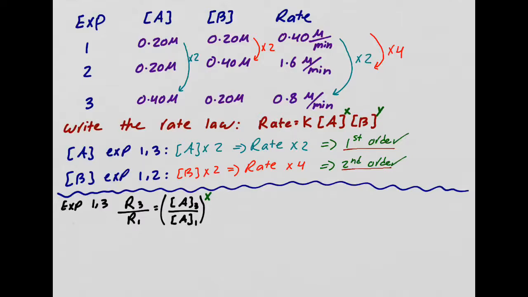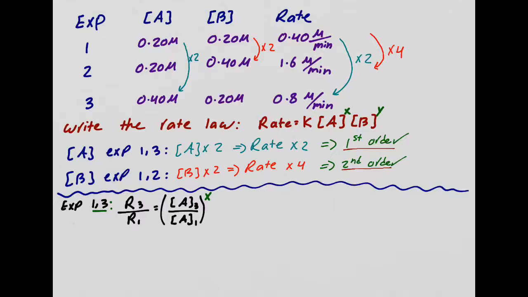We said that for experiment 1 and 3, it was A that was changing, right? So I'm gonna do a ratio. Do experiment 3 over experiment 1. The rate over rate 1 and the concentration of A for experiment 3 over the concentration of A for experiment 1. And I don't know what X is. Okay? Now, if you look over here, again, we're doing 1 and 3. So 3 is 0.8, 1 is 0.4.